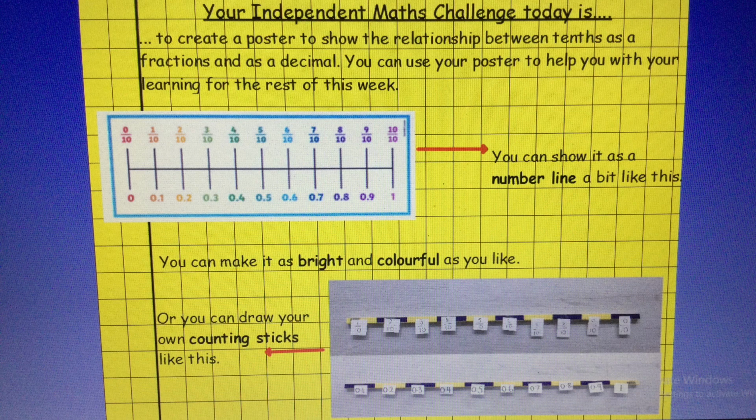You can show it as a number line if you'd like to. You can draw your own counting sticks like I did earlier. Make it as bright and as colourful as you like. And remember, it's a learning tool to help you remember the relationship between tenths as a fraction and tenths as a decimal. Now, I know I'd love to see Twitter absolutely full of these to help teach other children and other adults the relationship between tenths as a fraction and tenths as a decimal.